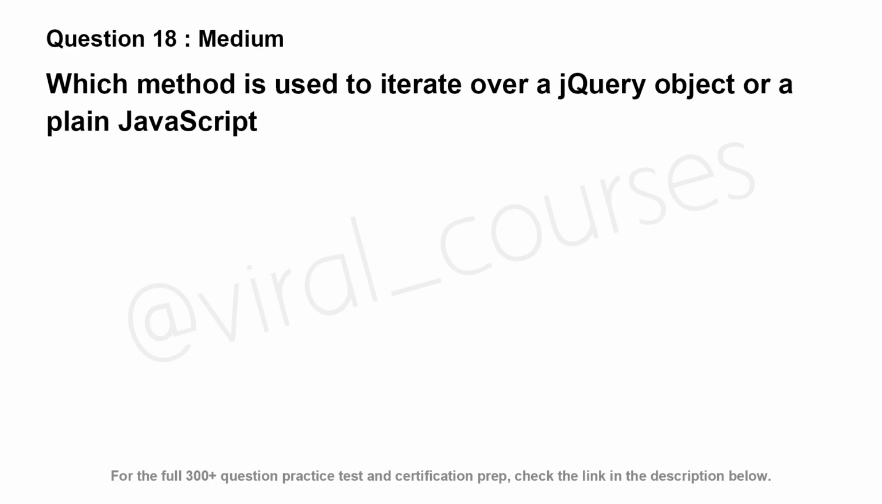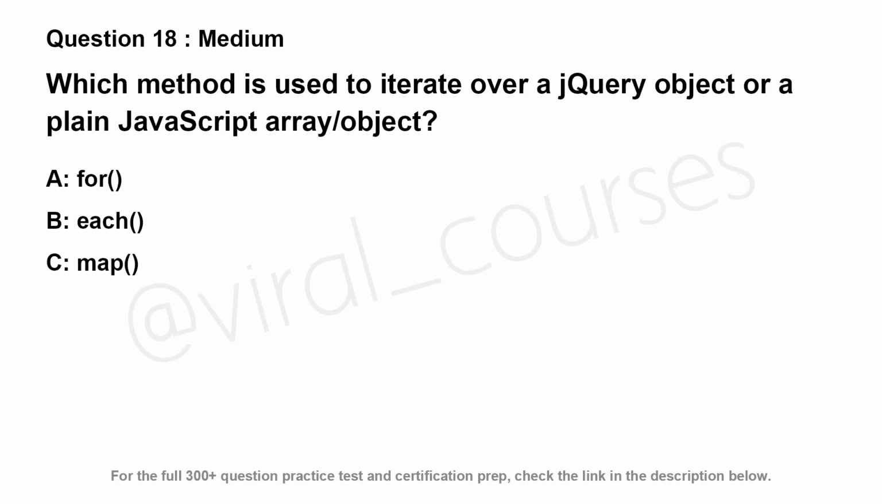Which method is used to iterate over a jQuery object or a plain JavaScript array object? Option A, for. Option B, each. Option C, map. Option D, loop.